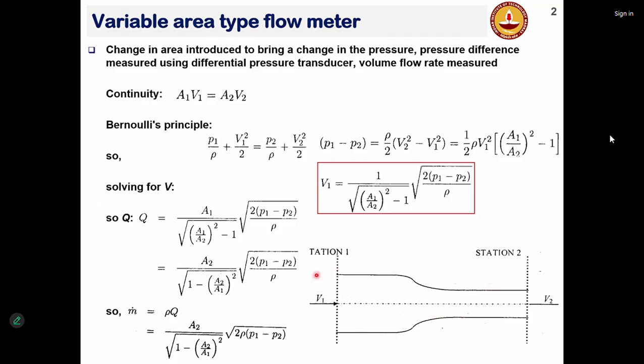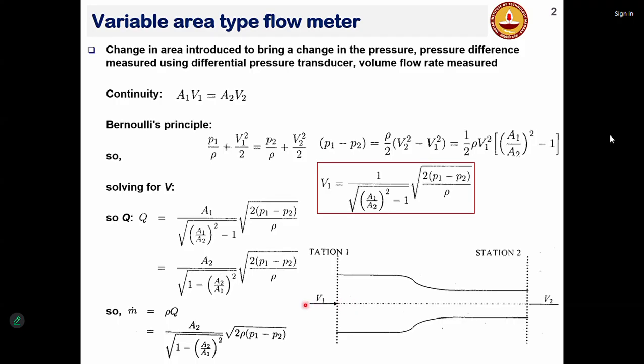Typically, variable area type flow meter look something like this. So you have a section of the meter which is, let's say, matching the diameter of the tube whose flow rate we want to measure. But then there is a slow reduction in the area, as you can see here. So the area of cross-section here at the inlet and at the station 2 are different. Okay. So let's say the area of cross-section here is A1 and cross-sectional area here is A2.